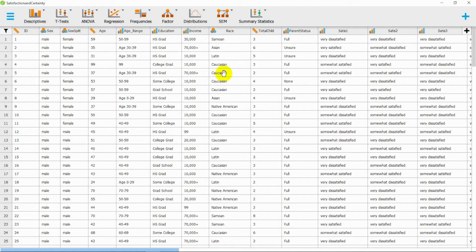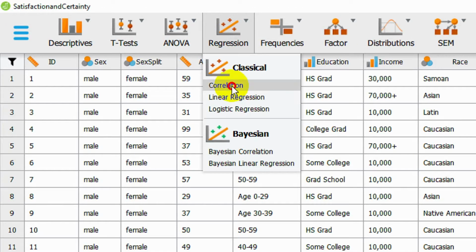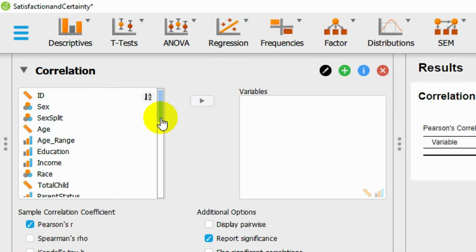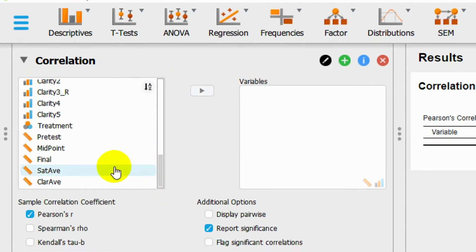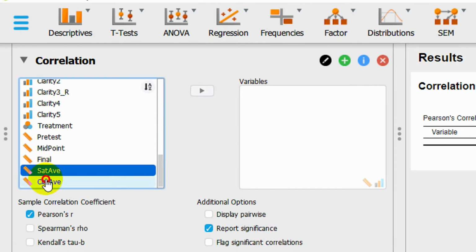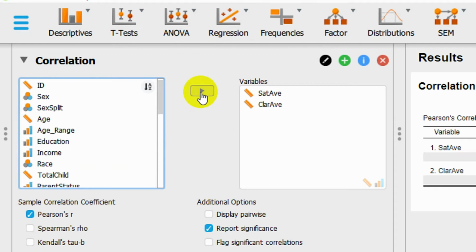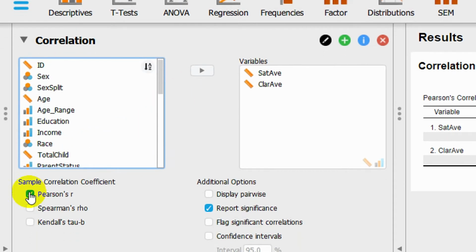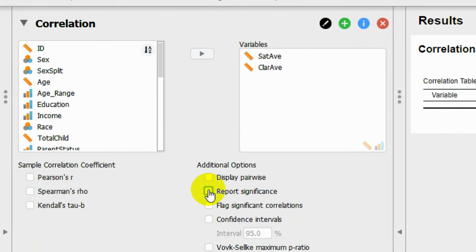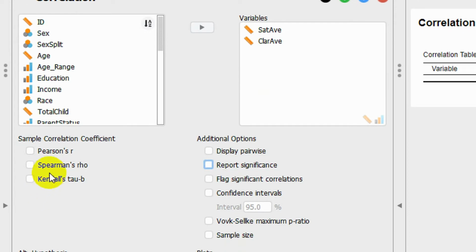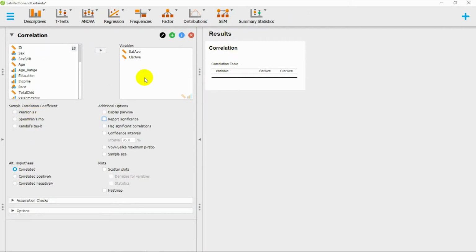So the first thing that we have to do now is go to our regression and then click on correlation. This is what we need. And then to do this, all we have to do is click on the variables that we want to correlate. We have to make sure that they are continuous variables, since this is one of the assumptions of Pearson correlation. I will be discussing assumptions in a different video. So in this example, all we have to do now is click on Pearson's R.